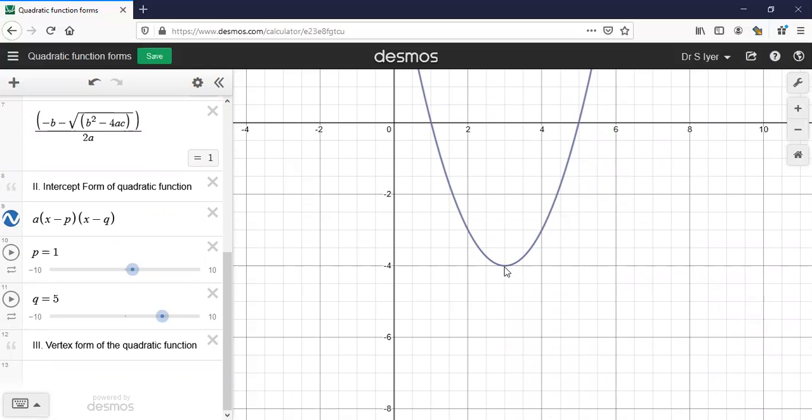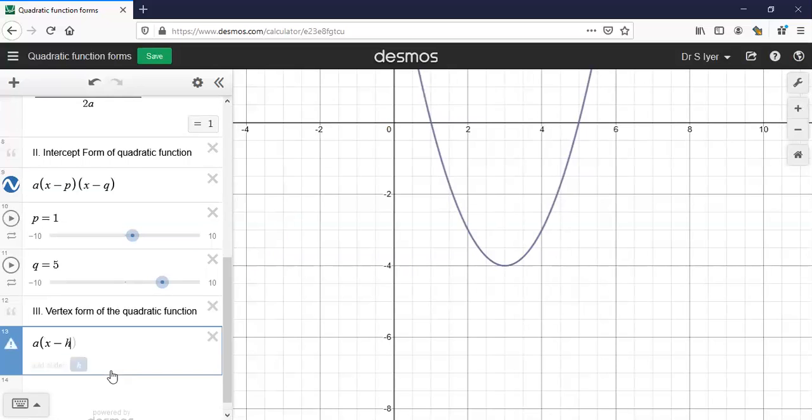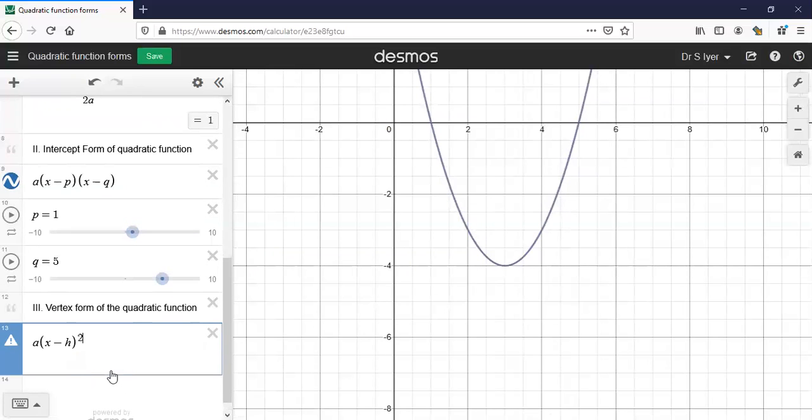Now, every parabola has a vertex. It's either the lowest point or the highest point if it's a downward opening parabola. Now, in this case, if you look at this one, the vertex of this parabola is where I'm hovering the mouse. That is the point 3, minus 4. Let's try to understand what that means through an equation. So the equation for a vertex form is given by a times x minus h the whole square plus k.